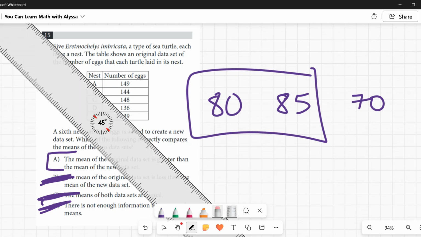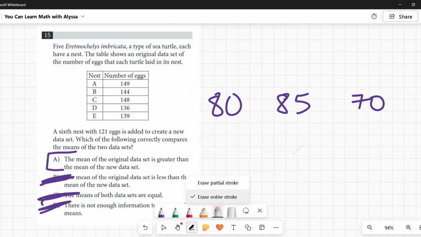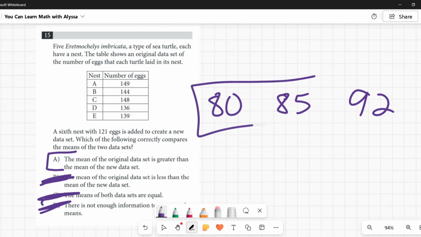Well, what if, out of nowhere, on your next test you got a 92? You go, hey, my grade's going to go up. My average is going to go up. Why? Because 92 is higher than any of the previous data points, any of your previous tests. This is always true.